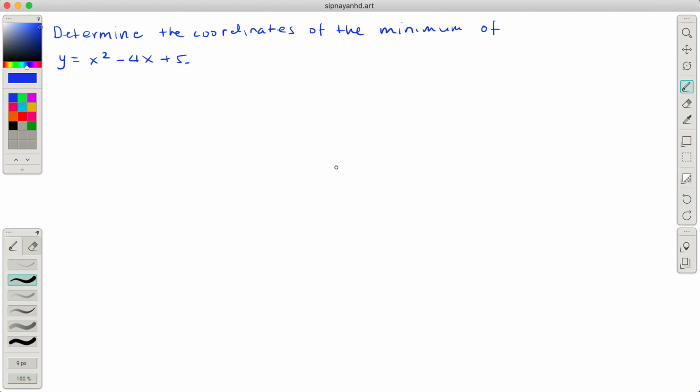Now, minimum and maximum, or minima and maxima are discussed in calculus, and I think i-discuss natin yan sa mga susunod na videos. But for these two videos, parang intro lang.